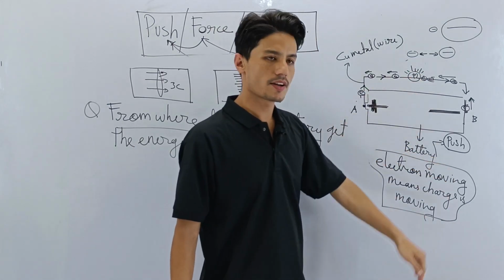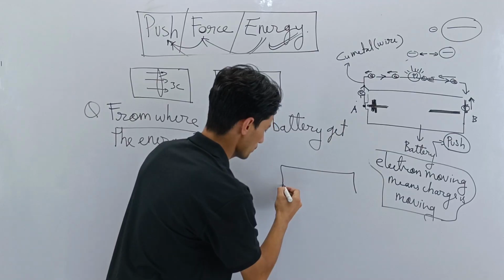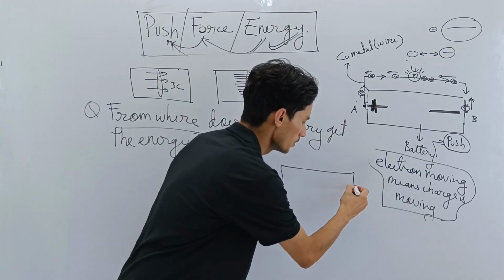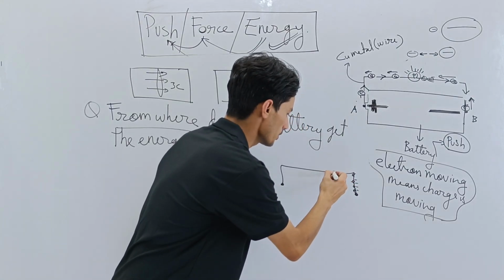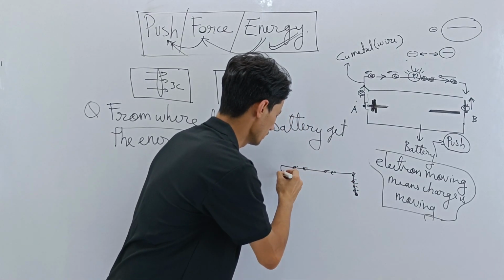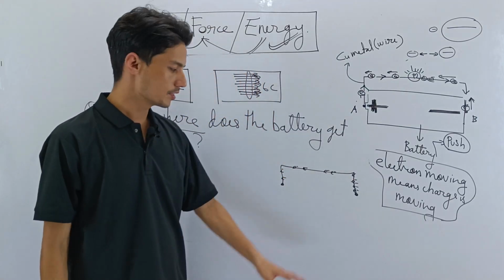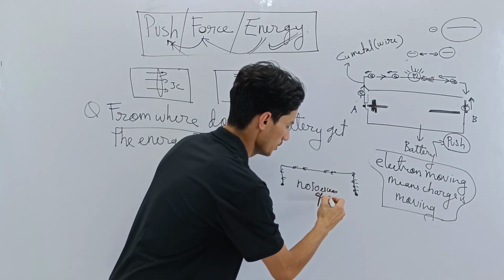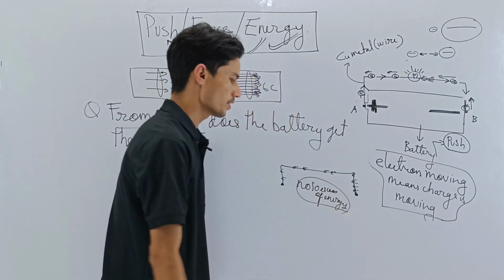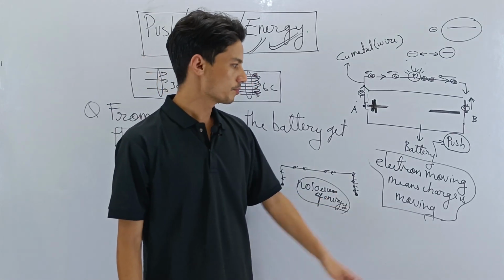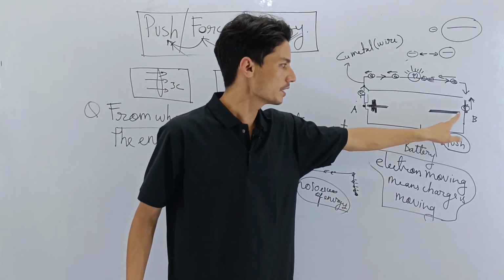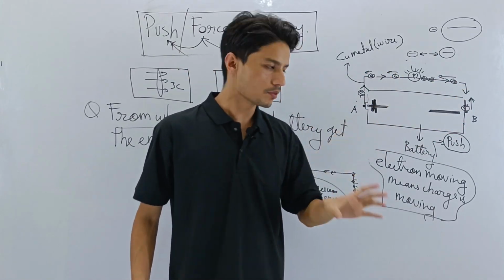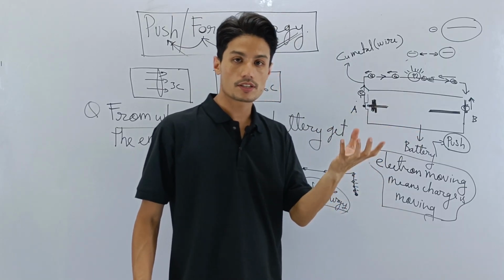If I remove the battery, then what will happen? You will just have this one, and the electrons are here, not moving anywhere. There are lots of electrons, but these electrons are not going to move anywhere. They are going to remain where they are. Why? Because no source of energy. So if no source of energy, then the electrons are not moving. Yes or no? But because of having a battery, the electrons start moving. Charge starts moving.